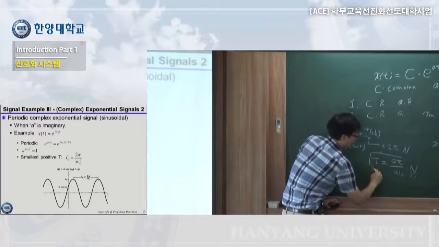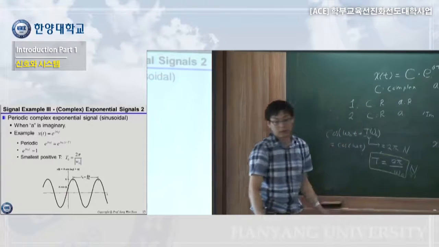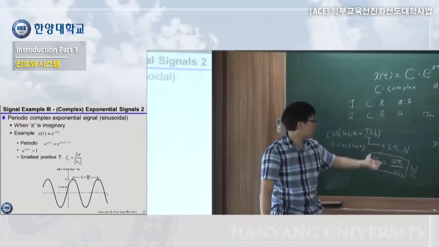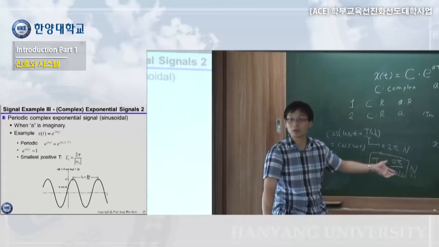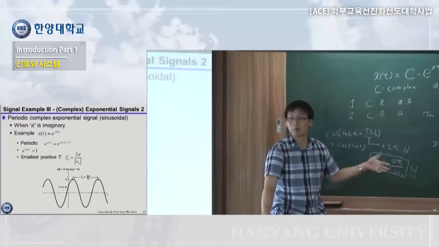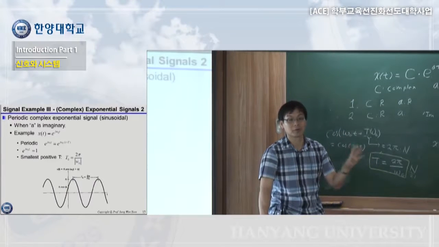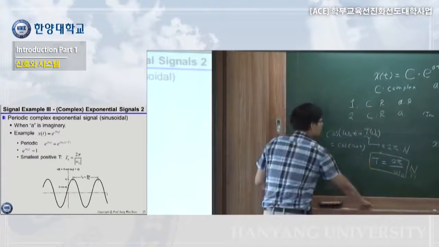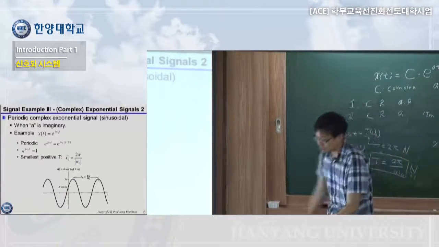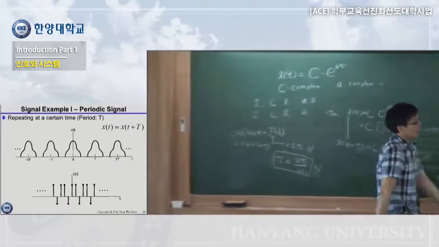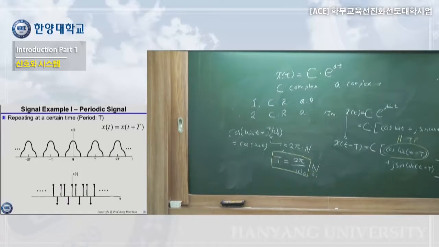That's called our periodic signal, because this t can be 2 pi divided by omega 0 times 1, times 2, times 3. But remember, the periodic signals are repeating over a certain period of time. Remember? So let's go back to this periodic signal.